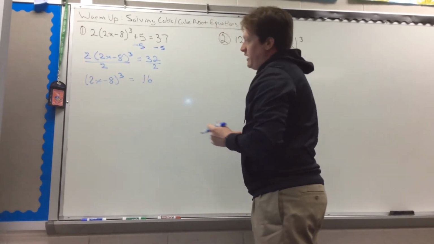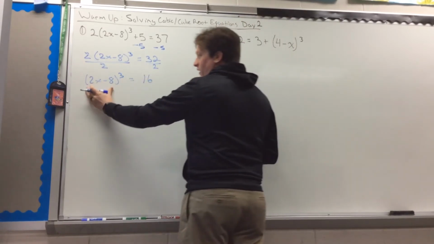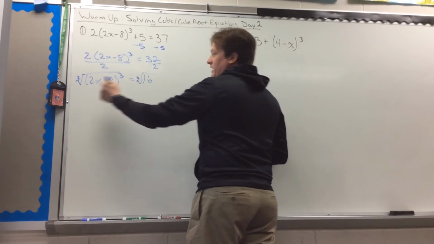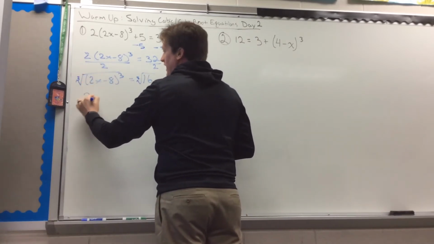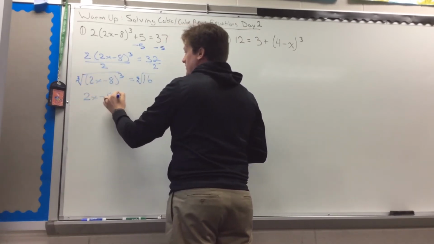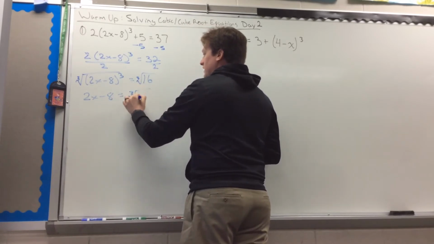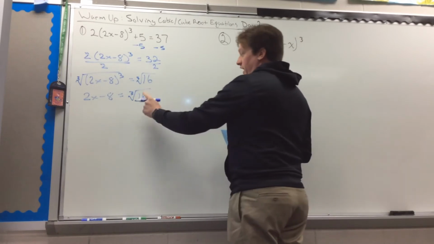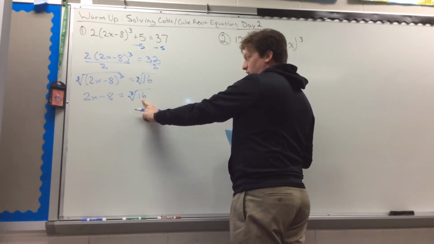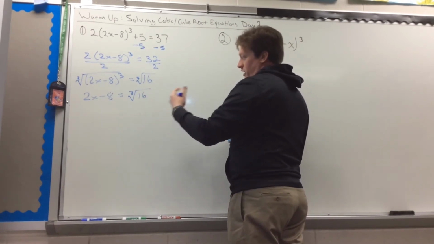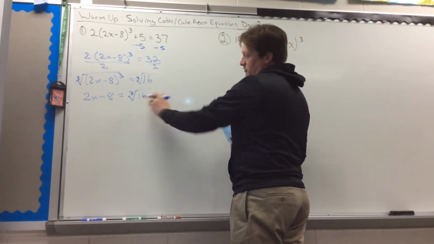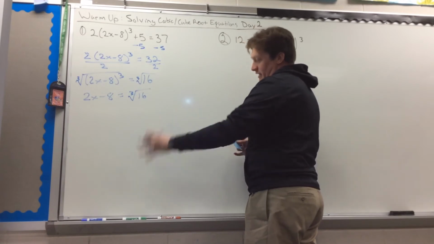From here, we have the parenthesis is now isolated. We have to get rid of the cube by taking the third root, or the cube root, of both sides, so that it cancels over here, leaving you with 2x minus 8 is equal to the cube root of 16. Now, the cube root of 16 is not a perfect cube. 8 is a perfect cube, 27 is a perfect cube, 64 is a perfect cube, 125 is a perfect cube. So this will end up simplifying for us for our exact answer, and we'll do that later on.